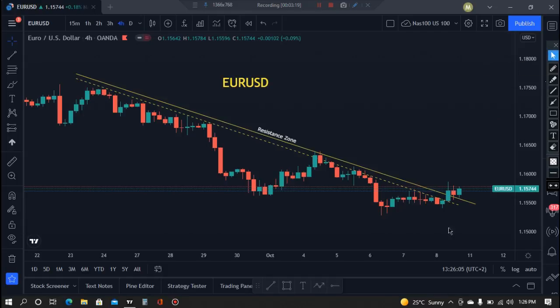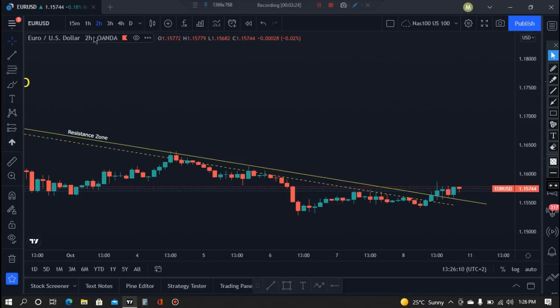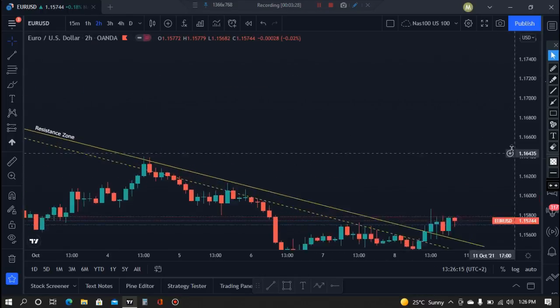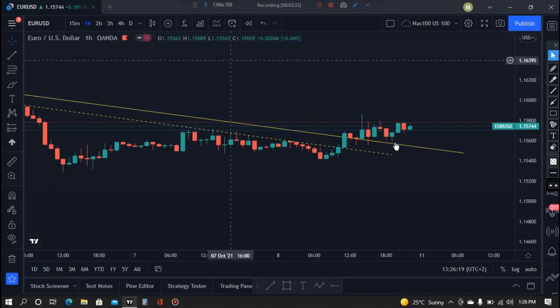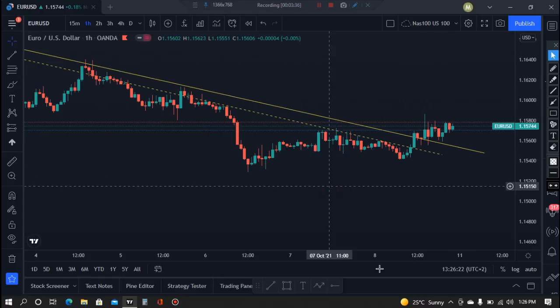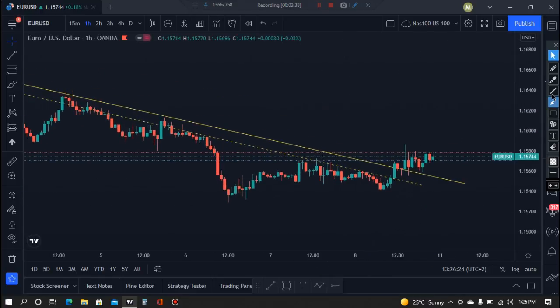So let's check this area here. Firstly, let's start with the 2 hour time frame. You can see this breakout is very nice. We can even go to a smaller one, maybe 1 hour. So what do you see? Exactly what I was talking about. We see that the market broke here, with a small retest. You can see the market tries to come back, then the market is trying to push up again. So this is a very nice breakout.